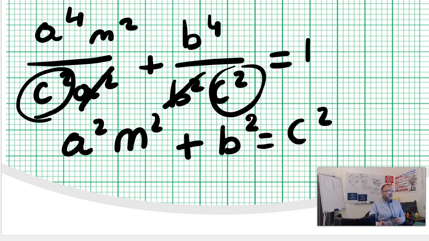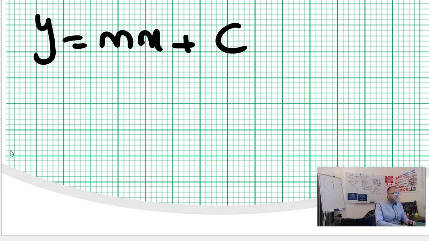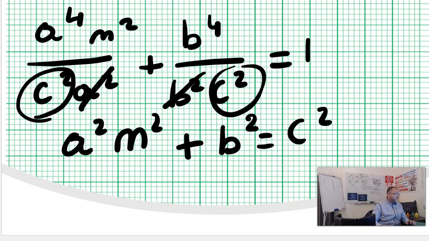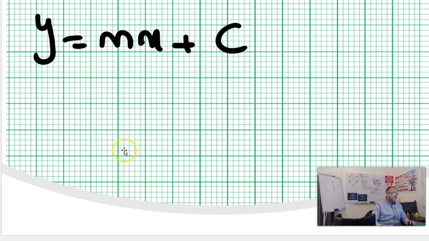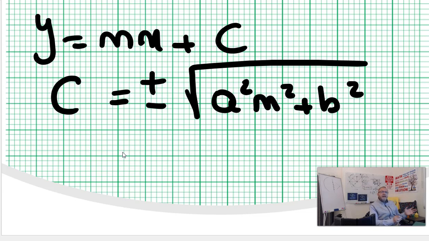In this situation, this constant in the equation y equals mx plus c, this c becomes what? Because I have it squared here, c squared equals a squared m squared plus b squared. I call it c because it fulfills the word condition also, and condition starts with a c, obviously. So c is going to equal plus or minus the square root of a squared m squared plus b2. This is the condition for any line to be tangent to this ellipse.